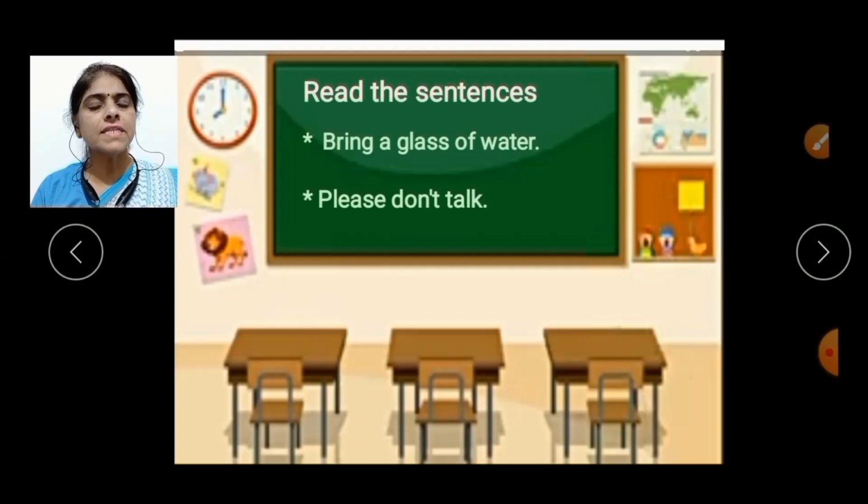Here in this slide you can see again we are having some sentences to read. Let's read them. The first one is, bring a glass of water. And the second one, please don't talk. Here the first sentence gives an instruction and the second sentence makes a request. So the sentences which instruct or request or give orders are imperative sentences. So let's see the definition of an imperative sentence on the next slide.